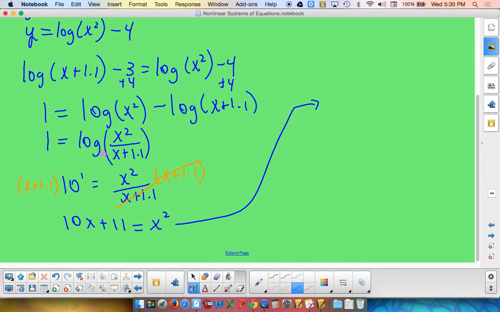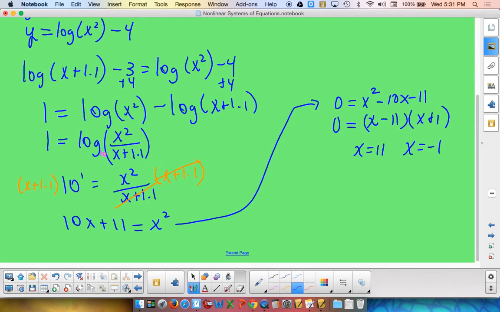I'm going to set it equal to 0, which will give me x squared minus 10x, excuse me, minus 11. I think that dude will factor. I think a minus 11 and a plus 1 will do the trick. And so I can then know that I have solutions of x equals 11, x equals negative 1.